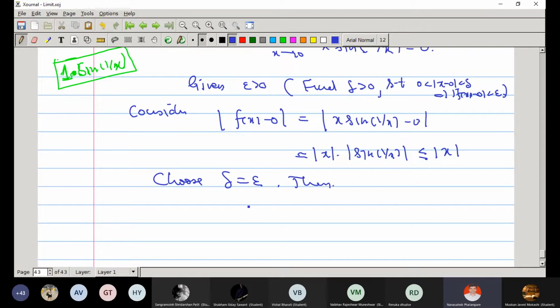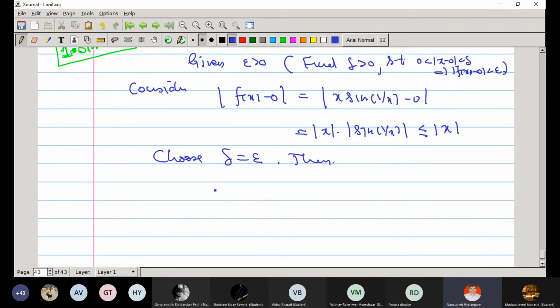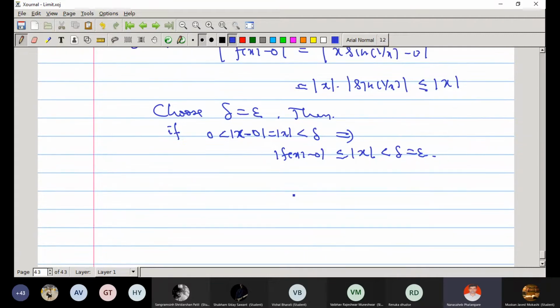Then if delta is the same as epsilon, and the distance of x from 0, which is actually absolute value of x, is less than delta, then |f(x) minus 0| is less than or equal to absolute value of x, which is less than delta, that is epsilon. So delta is equal to epsilon, that's fine. So in this case we can produce delta for epsilon, and therefore limit x tends to 0 of x sine 1 by x is 0. So this is clear.